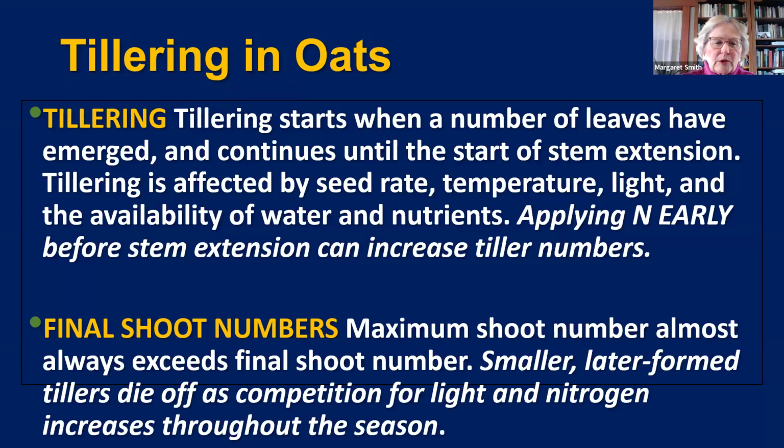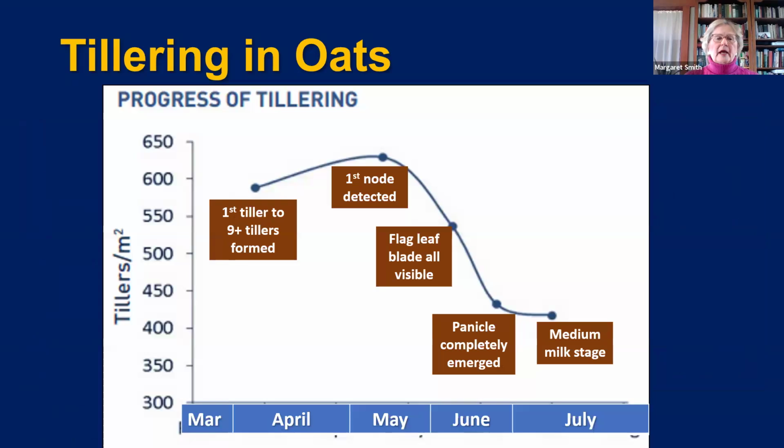So the maximum shoot number almost always exceeds the final shoot number, and later forming tillers often die off as their competition. Now, with a lighter seeding rate, you're going to have less competition. With a heavier seeding rate, you're going to have more competition. So a little die-off is not necessarily a bad thing.